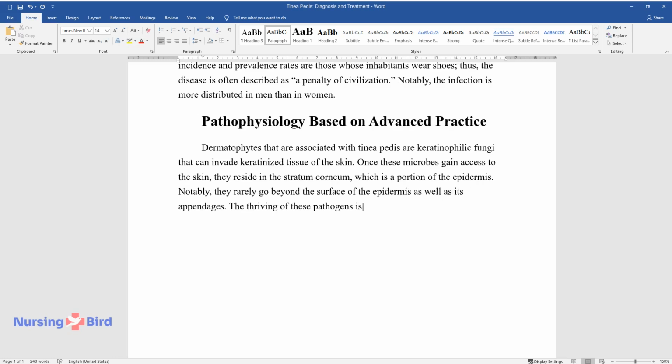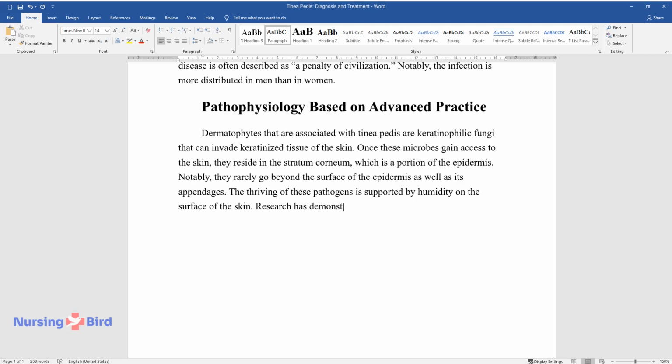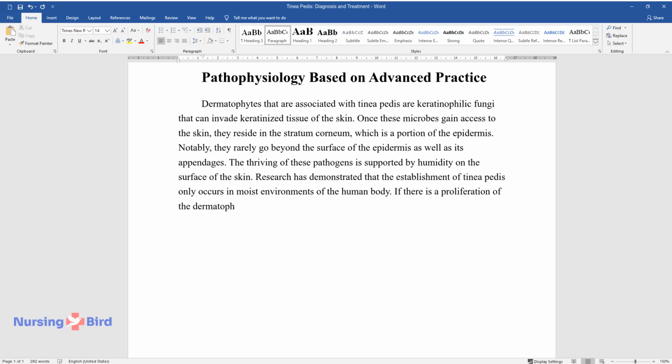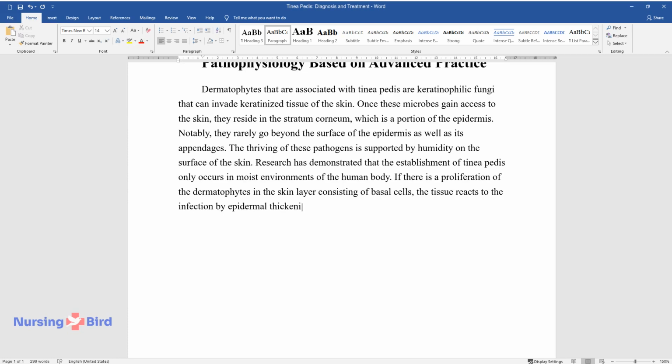The thriving of these pathogens is supported by humidity on the surface of the skin. Research has demonstrated that the establishment of Tinea Pedis only occurs in moist environments of the human body. If there is a proliferation of the dermatophytes in the skin layer consisting of basal cells, the tissue reacts to the infection by epidermal thickening, which can be accompanied by scaling and itching.